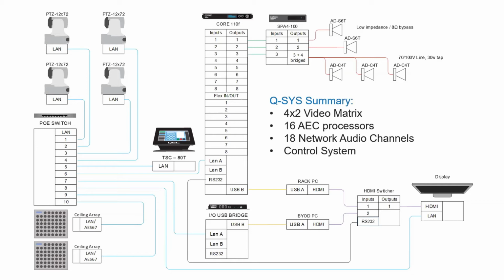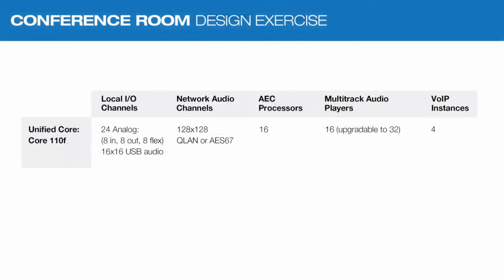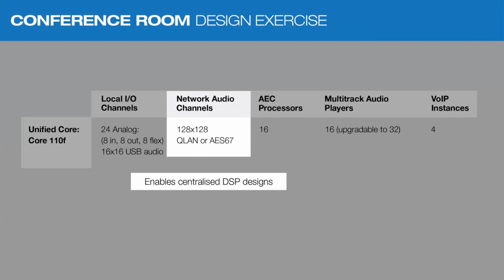So how far can we push the core microphone, the core 110F? The next limitation that we must look at is the network audio channels. In our design so far, we've been very far. We've got 128 channels of QLAN or AES67. So remember how powerful this core is. Although you have the limit of the 16 channels of echo cancellation, you can still do plenty of your normal bread and butter installations with standard DSP.